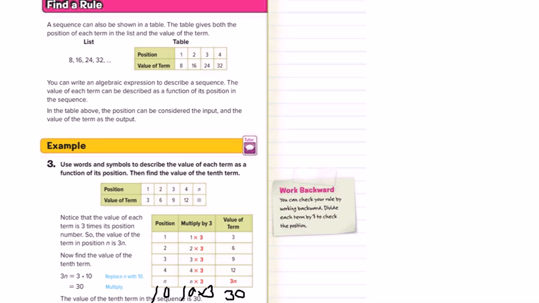So the idea here is realizing this rule, this function rule that applies here. I can figure out the 100th term of this list pretty easily by just doing 100 times 3 to figure out that the value of that term would be 300, and I don't have to sit here and list out all of my terms.